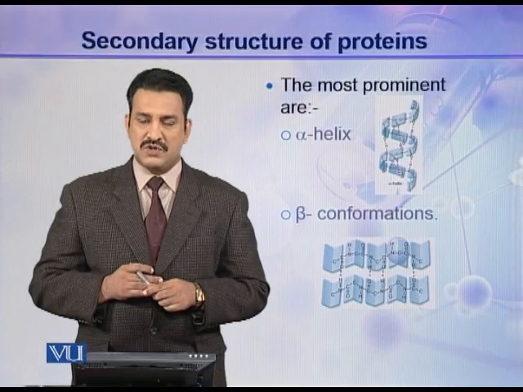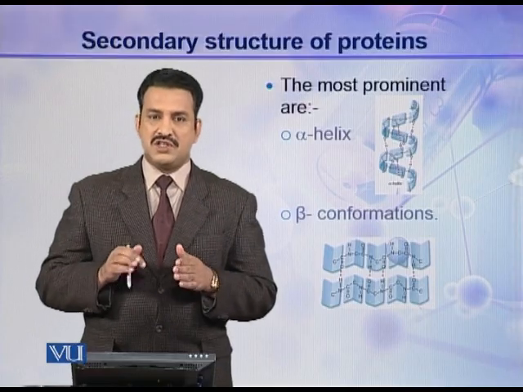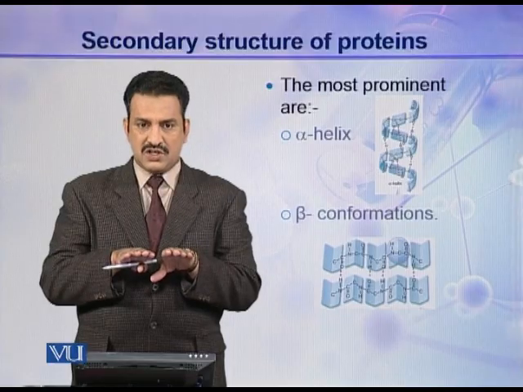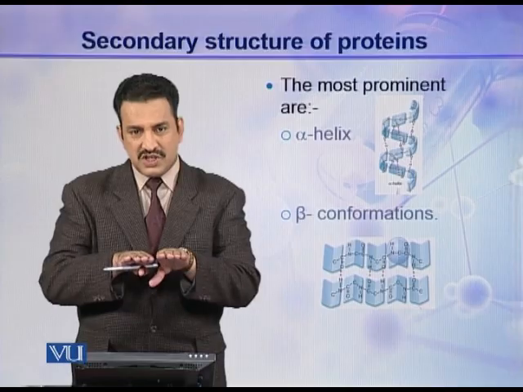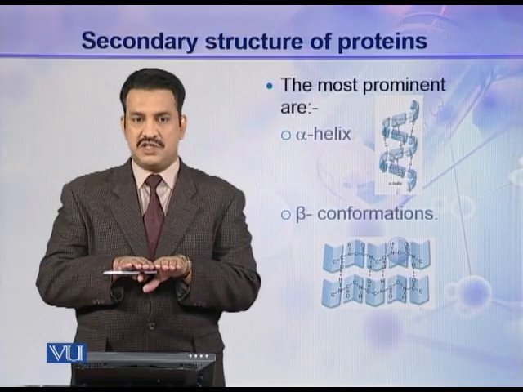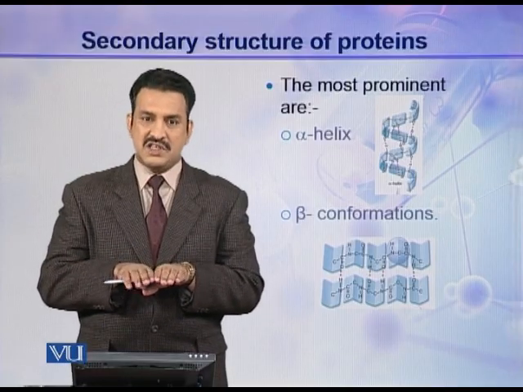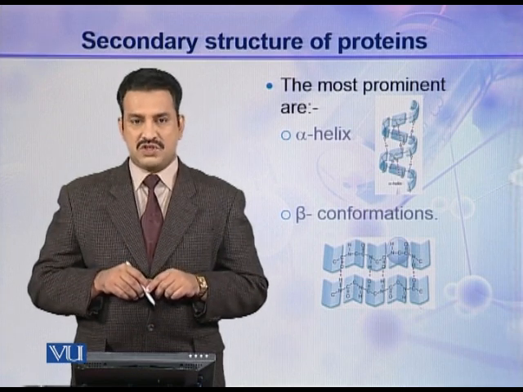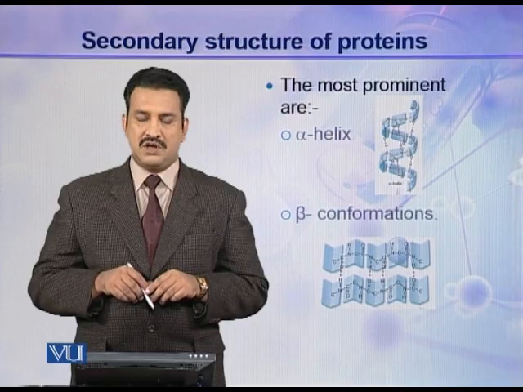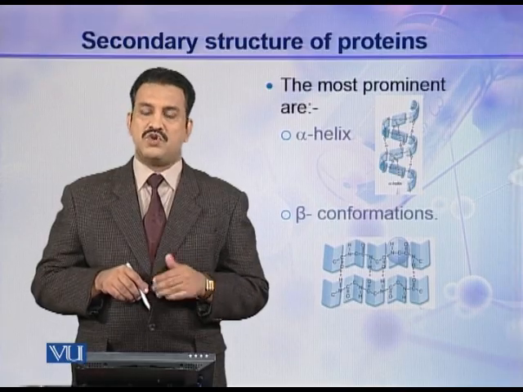In the beta conformations, polypeptide chains stretch side by side longitudinally and they form sheets, and these sheets are called beta sheets. So alpha helices and beta sheets are the prominent secondary structures found in different protein molecules.